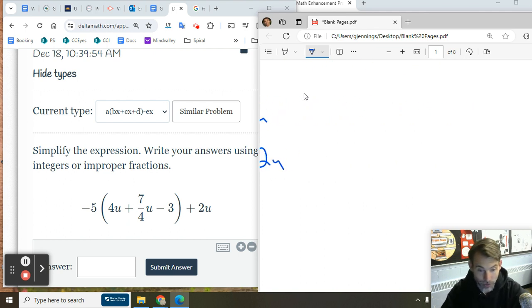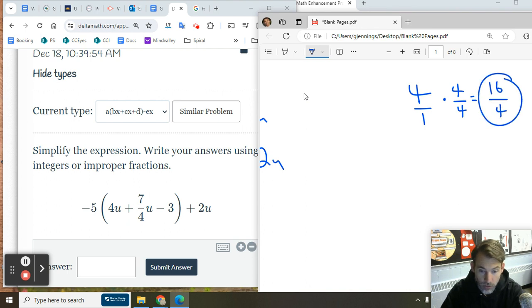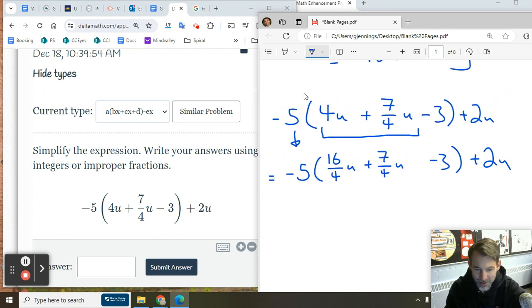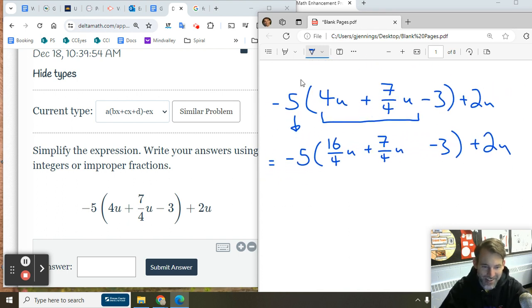How did I know 4 was the same thing as 16 over 4? I did this rough work on the side in here. 4 times 4 over 4. Okay, 4 is just 4 over 1. And so that's 4 times 4 on top, or 16. 1 times 4 on the bottom, or 4. 16 quarters is the same thing as $4. 16 quarters is $4. So I didn't change anything. I just wrote it in a new way. Okay, 16 quarters plus 7 quarters gives us 23 quarters. So let's do that.